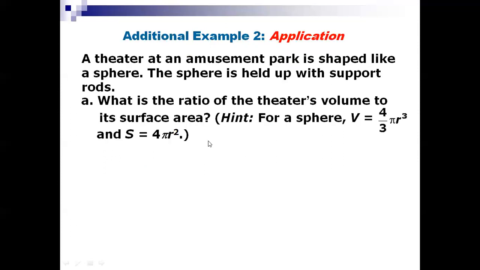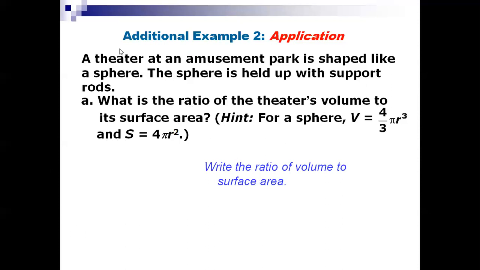Another example. A theater at an amusement park is shaped like a sphere. The sphere is held up with support rods. A. What is the ratio of the theater's volume to its surface area? Take note, when you find the volume of the sphere, that is 4 over 3 pi r cubed. And the surface area would be 4 pi r squared. You are asked here to find the ratio of the theater's volume to its surface area. So what we're going to do is write the ratio of volume to surface area.